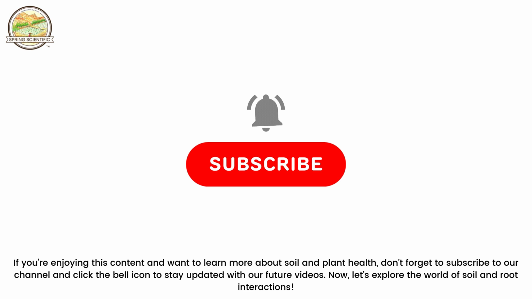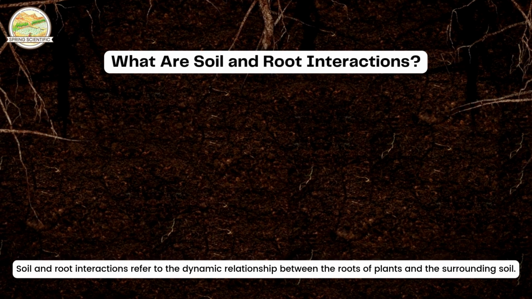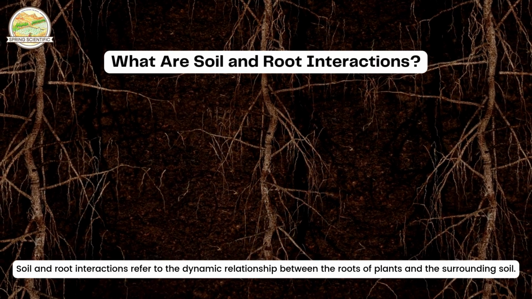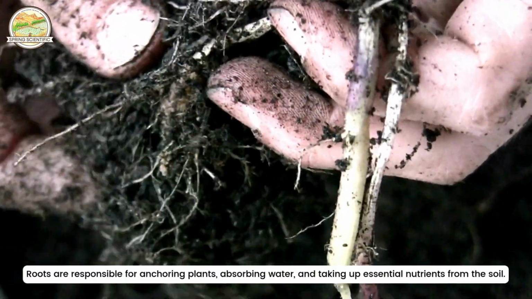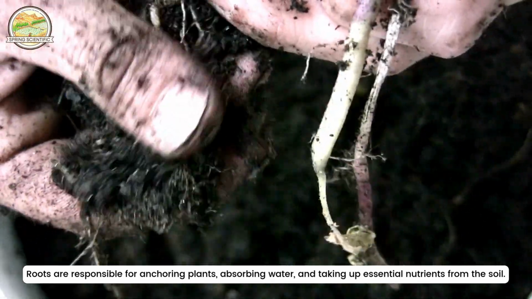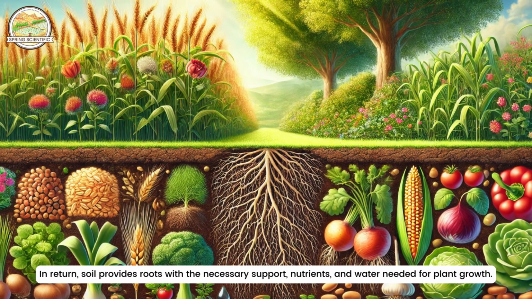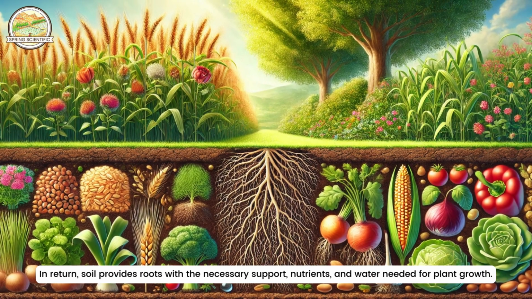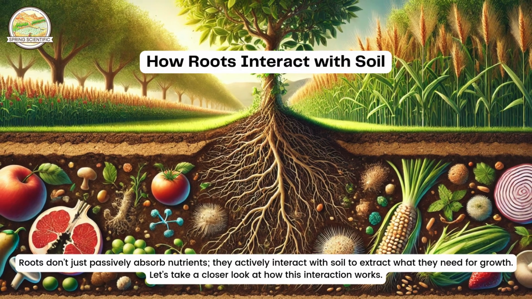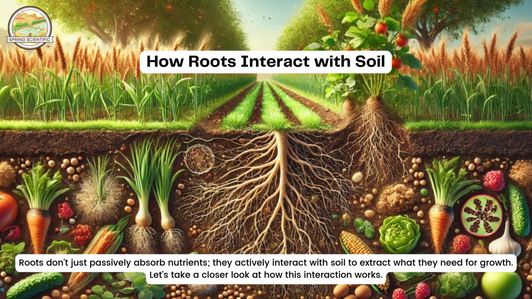Now, let's explore the world of soil and root interactions. Soil and root interactions refer to the dynamic relationship between the roots of plants and the surrounding soil. Roots are responsible for anchoring plants, absorbing water, and taking up essential nutrients from the soil. In return, soil provides roots with the necessary support, nutrients, and water needed for plant growth. Roots don't just passively absorb nutrients, they actively interact with soil to extract what they need for growth.